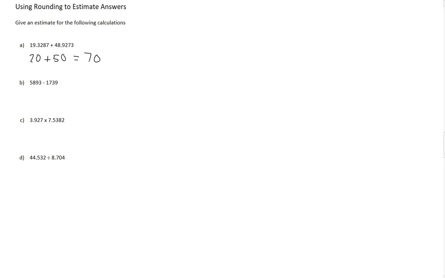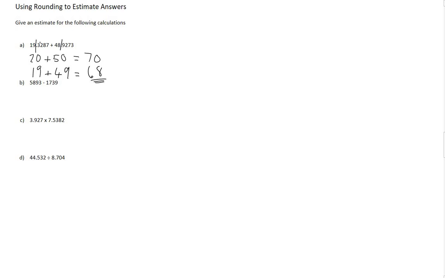We can also round them to different amounts of accuracy. Instead of rounding to the nearest 10, we could round to the nearest unit. For the first one, if I'm cutting it off after my units, it's a 3 after, that's small, so it's going to round down to 19. And this one, cutting it off after the units, it's a 9 after, so that's going to round up. I'm getting 19 plus 49, which is 68. So it's pretty close, but this is obviously more accurate.